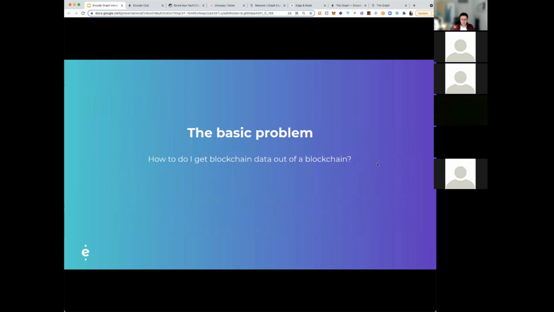Okay, looking good. So let's talk about what we actually want to talk about today. What is the basic problem here? Well, the basic problem is, how do I get blockchain data out of a blockchain? This is the problem The Graph is trying to solve.